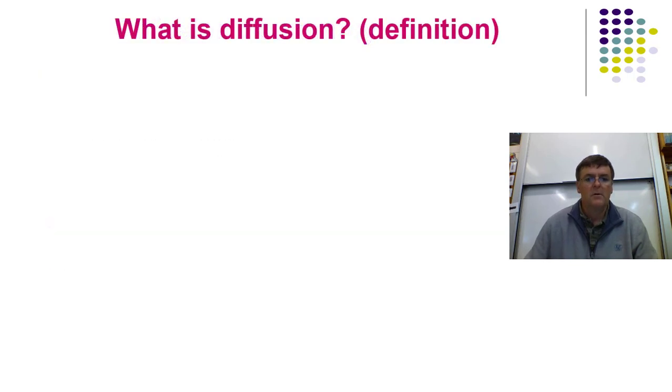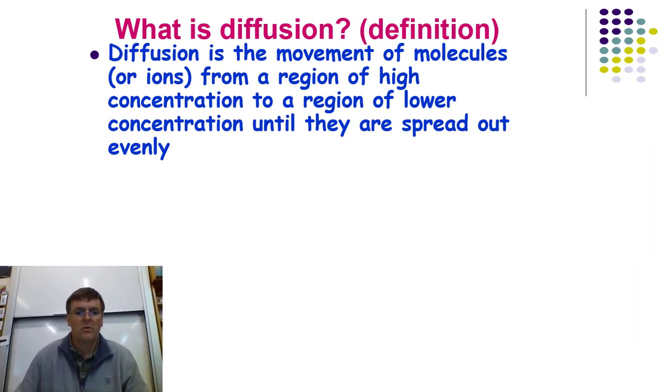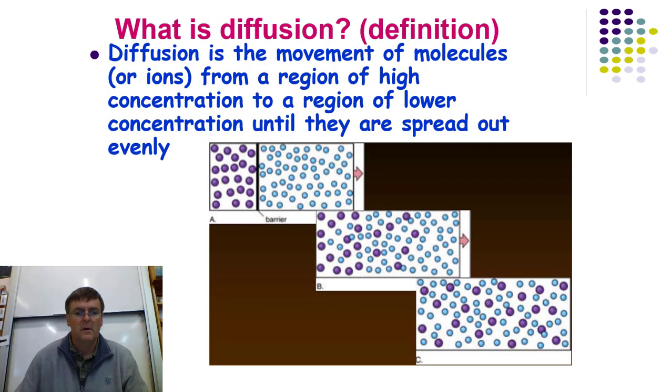Okay, so diffusion again: movement from a place where it's high concentration to a place where it's a low concentration until it's all evenly spread out. That's diffusion. Okay, if you need to watch that again to understand it better, go for it, but I hope that all helped.